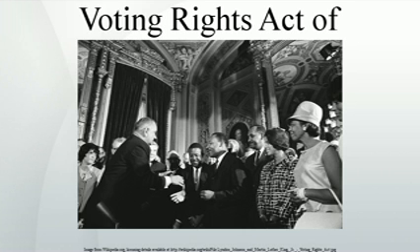Later that night, the House passed the Voting Rights Act by a 333-85 vote, Democrats 221-61, Republicans 112-24.